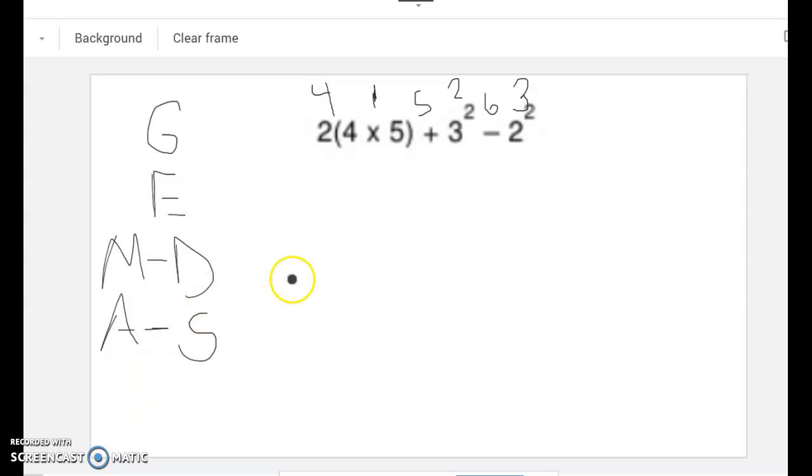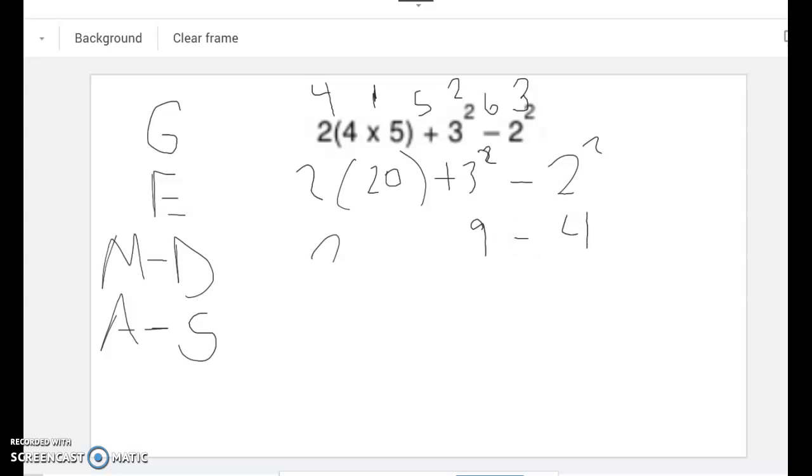All right, so I saw your answer, so let's see if you're correct. 4 times 5 is 20. I want to bring everything else down. Remember, every single time you want to bring every single number down. Then I said I was going to find the exponent. So I know that 3 to the second power is 9, and I know 2 to the second power is 4. So I'm going to bring everything else down.